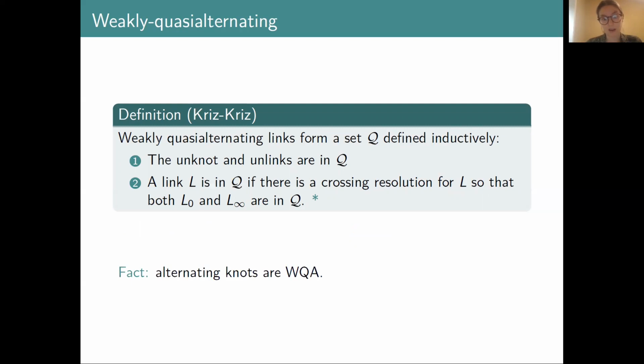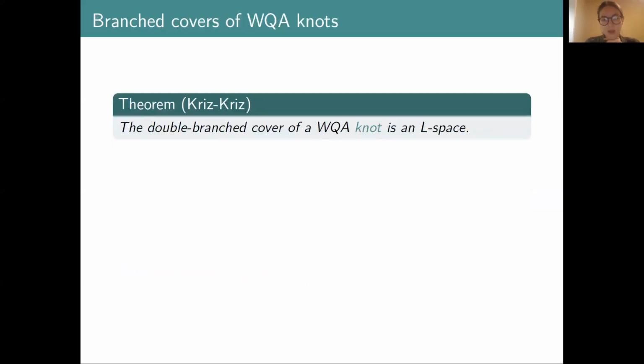And it's not obvious from this definition, but alternating knots satisfy this property. So this is definitely a generalization of alternating. But there are new knots that we're getting. There are non-alternating knots which are weakly quasi-alternating, for example pretzel knots. And the reason this is a nice generalization of alternating is that we still get a theorem that looks a lot like our Ozsváth-Szabó theorem. Kriz and Kriz showed that the double branch cover of a weakly quasi-alternating knot, and it's important that it's a knot and not a link of multiple components, is an L space.